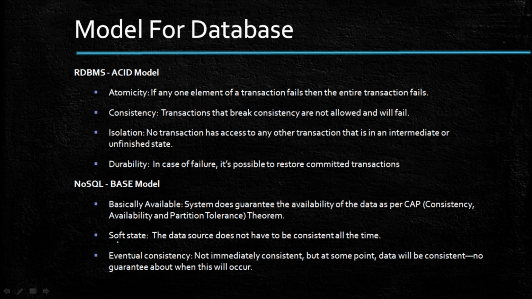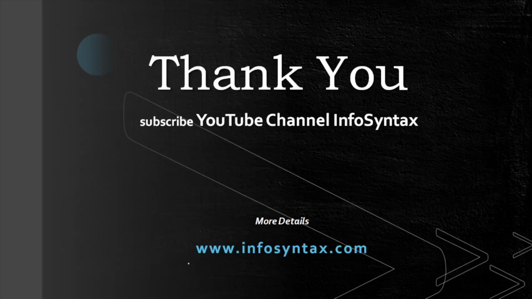Now S stands for soft state. The data source does not have to be consistent all the time. Eventually consistent means not immediately consistent, but at some point the data will be consistent. There is no guarantee about when this will occur. The data will become consistent, but it will depend upon the network. That's why it is called eventual consistency. So we have understood the difference between NoSQL and SQL.